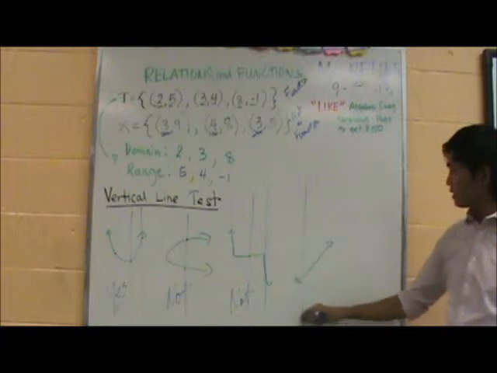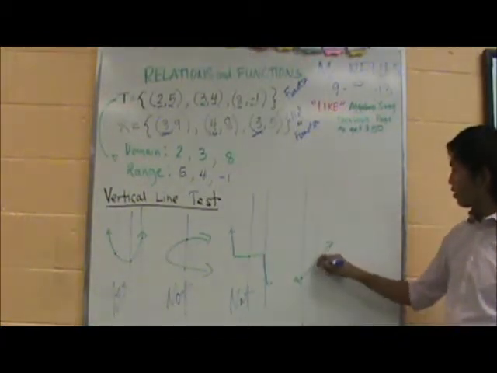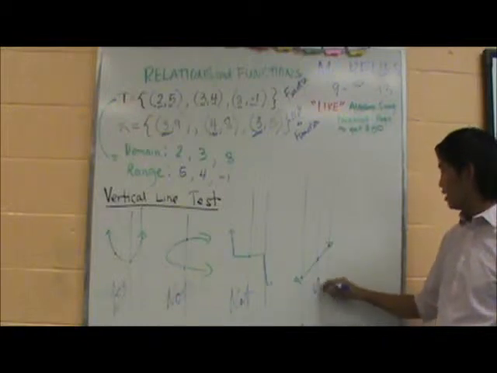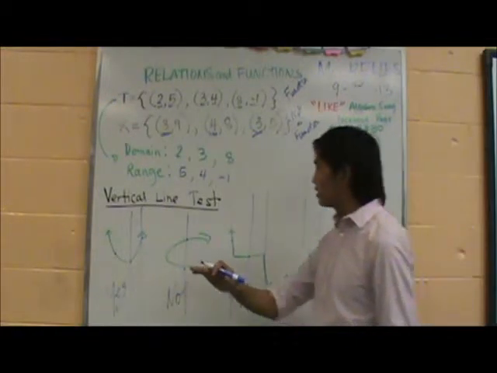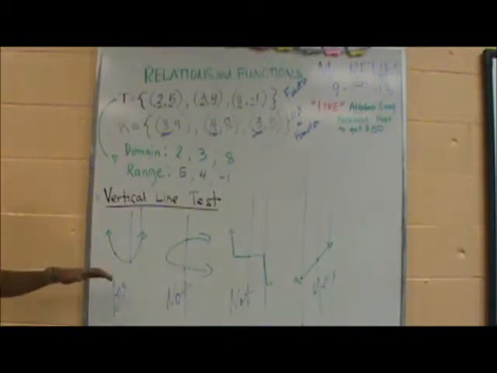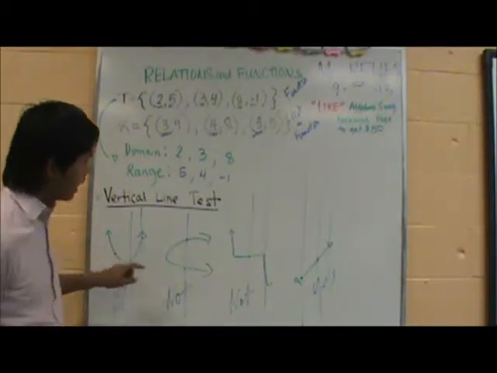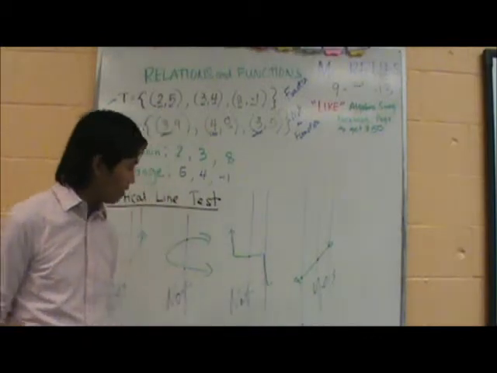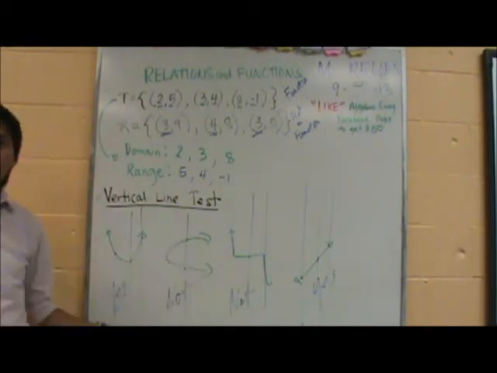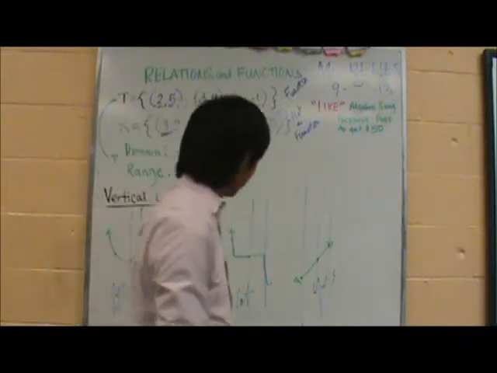Let's try this. It crosses 1 point, and the other one crosses 1 point. So yes, it is a function. So we can say that using the vertical line test, graph 1 and the last graph are both functions, while these two, the middle ones, are not functions.